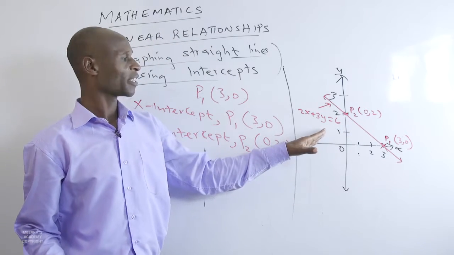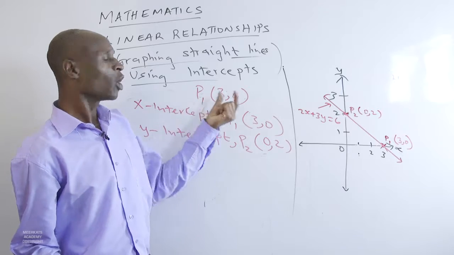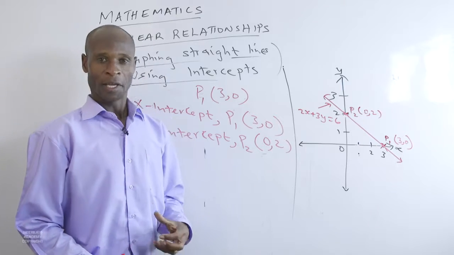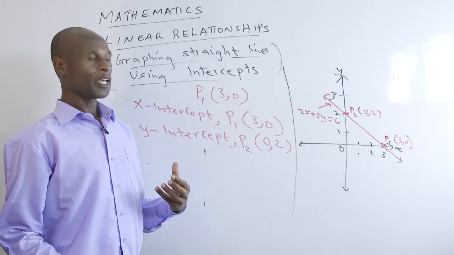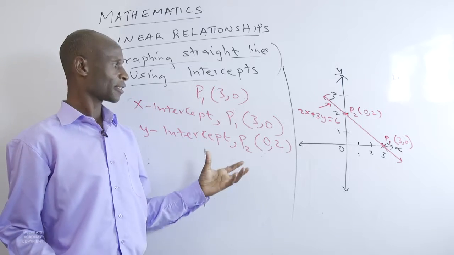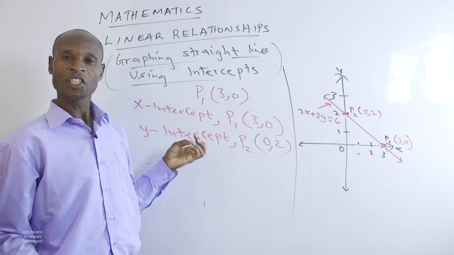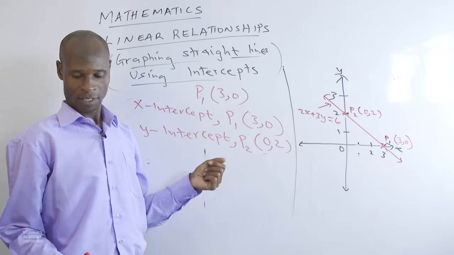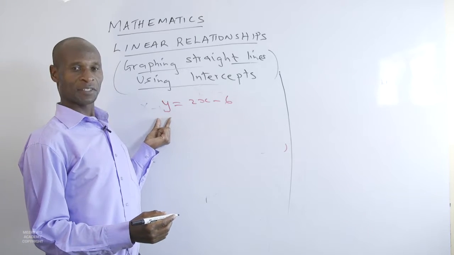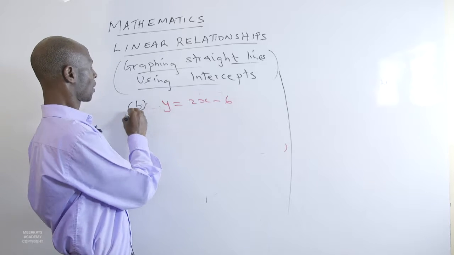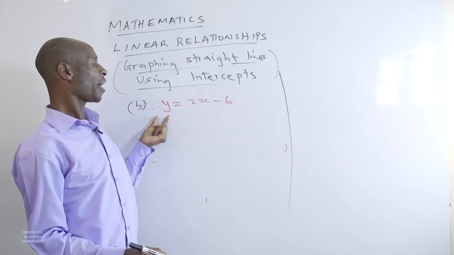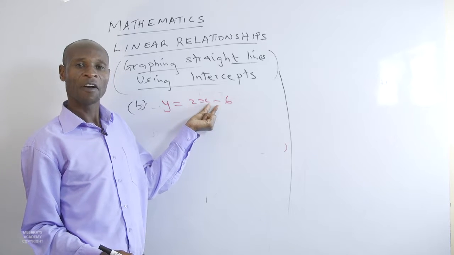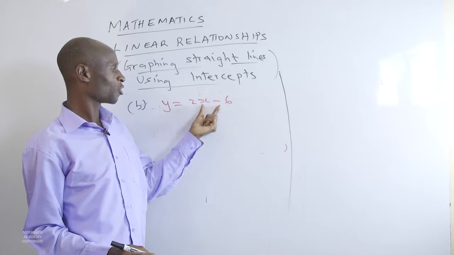So with so doing, we say we have now used the knowledge of intercepts to graph a straight line. Let us now move on to a second illustration which will assist us understand this concept of graphing a straight line using intercepts. So we are going to build on another complex illustration. In this case 2, we are having the equation y is equal to 2x minus 6. So we are considering a case where we have a minus sign. How do you treat this case?